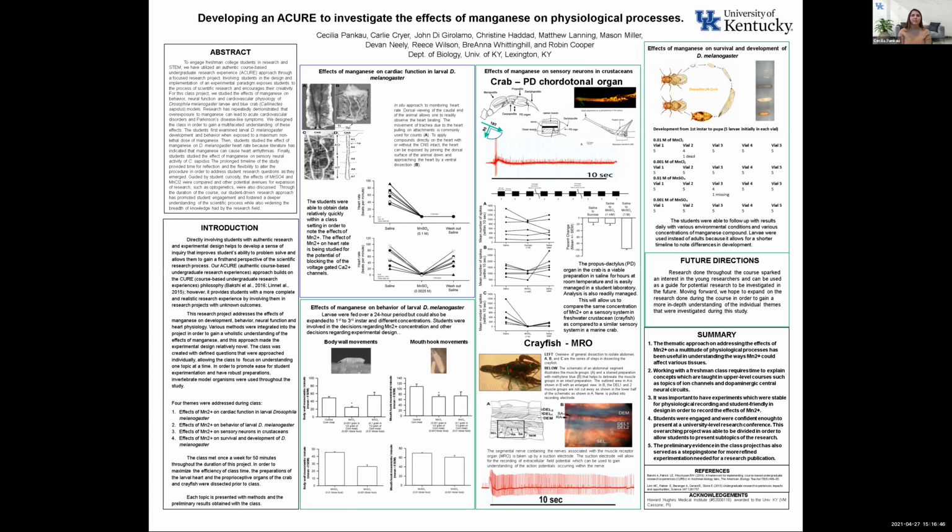The final graphics to the upper right demonstrate the effects of manganese on the survival of Drosophila melanogaster as they developed from first instar to pupa. And this development is shown in the diagram in the upper right. The study showed that there seemed to be no significant differences when exposed to manganese sulfate and manganese chloride.